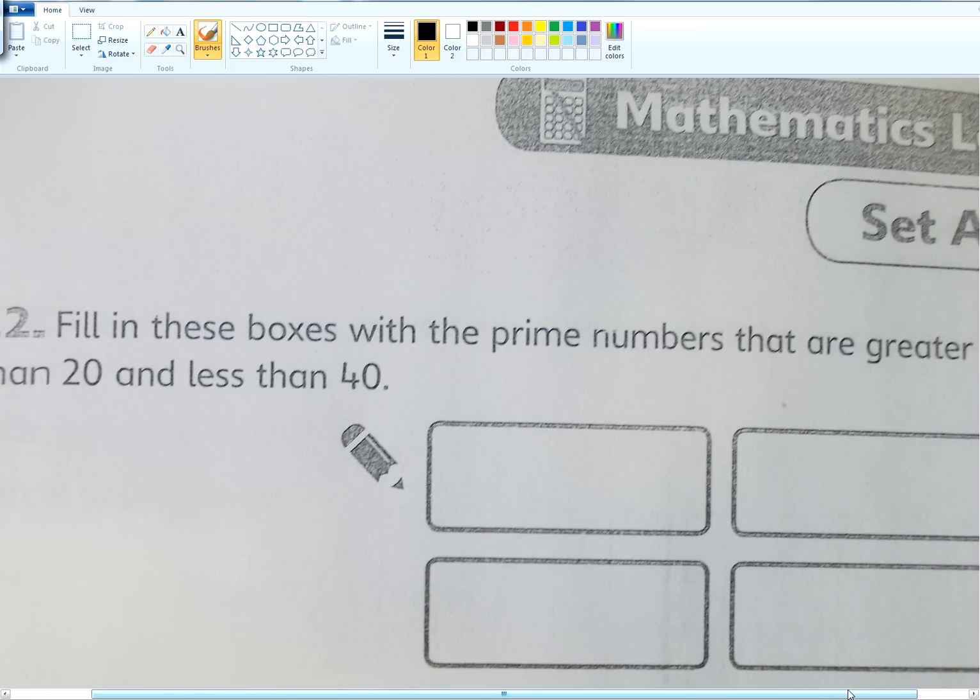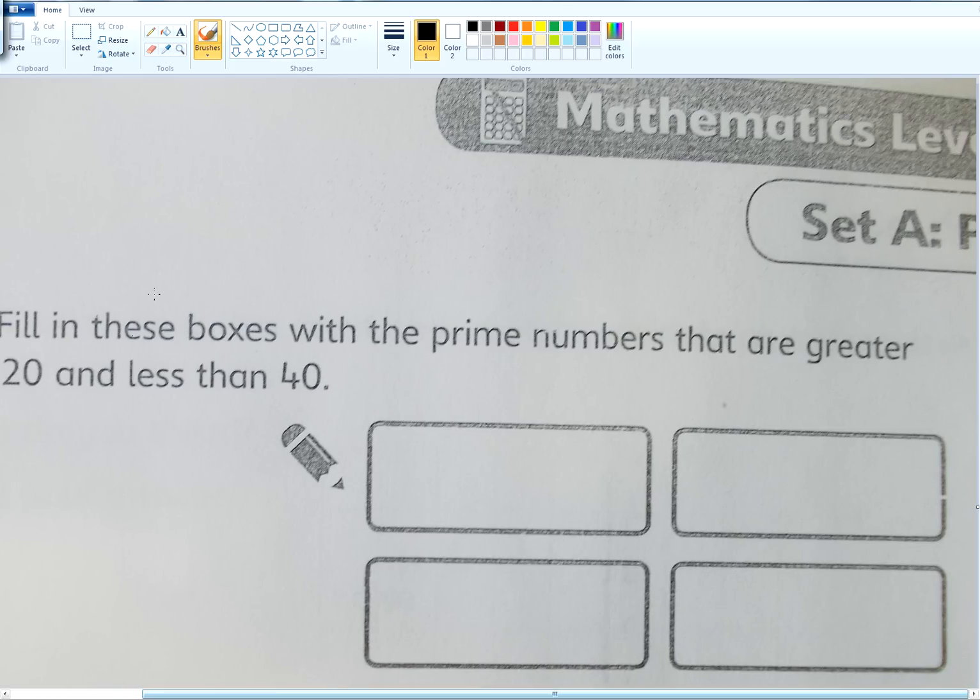Fill in these boxes with the prime numbers that are greater than 20 and less than 40. Okay, let's think about prime numbers then. Prime numbers are numbers that only have 2 factors. That means they only divide by 1 and themselves. So after the number 20, what are the prime numbers?